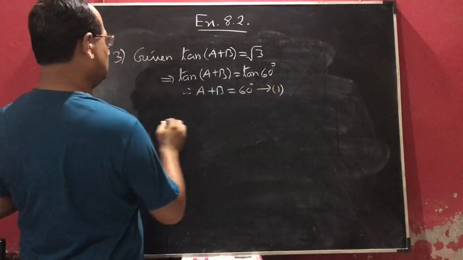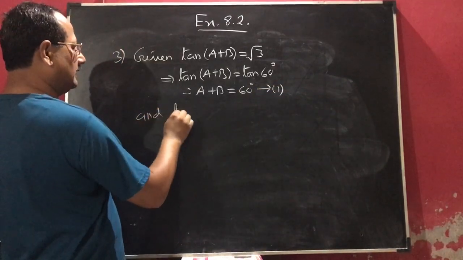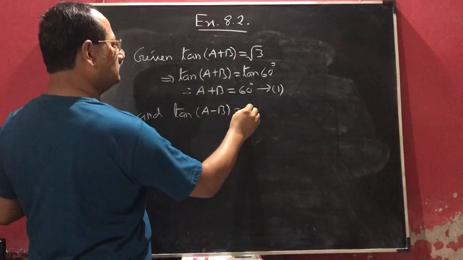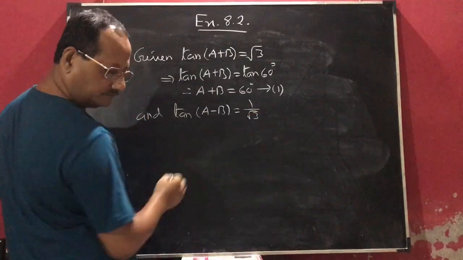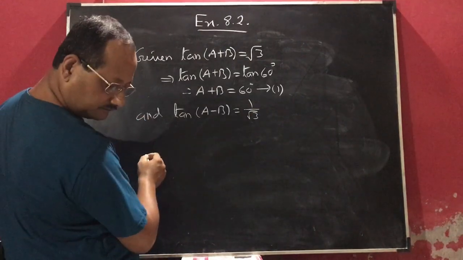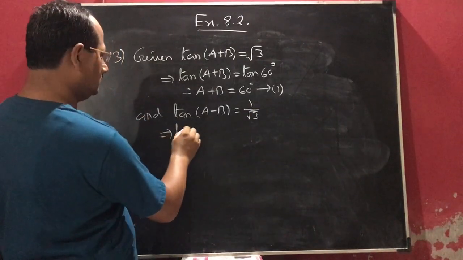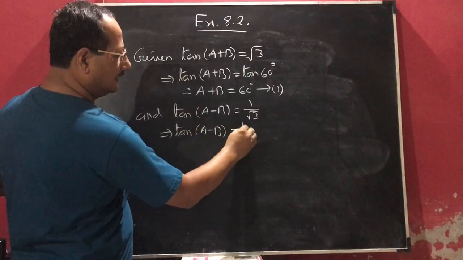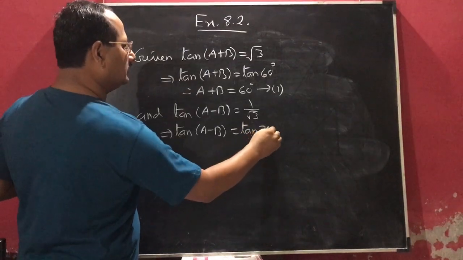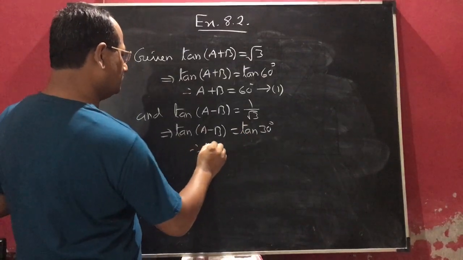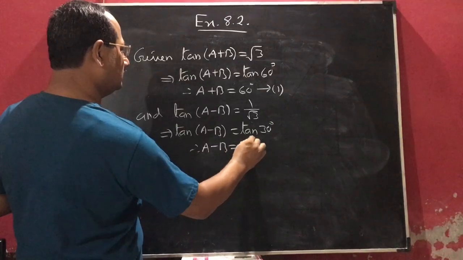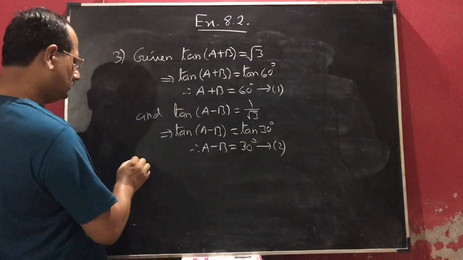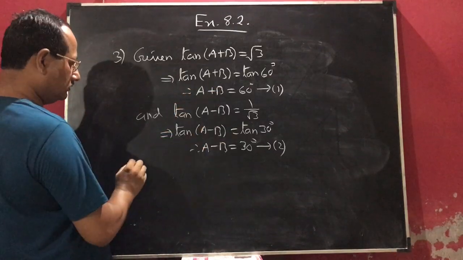Number 1. And tan(A - B) equals 1 by root 3. This implies tan(A - B) equals tan of 30 degree. Therefore A - B equals 30 degree. Number 2. Now solving equations 1 and 2.